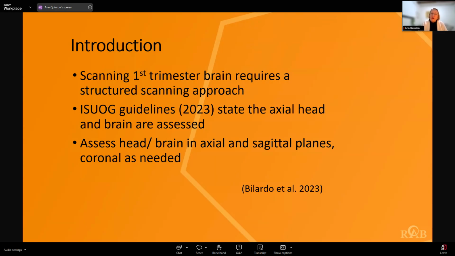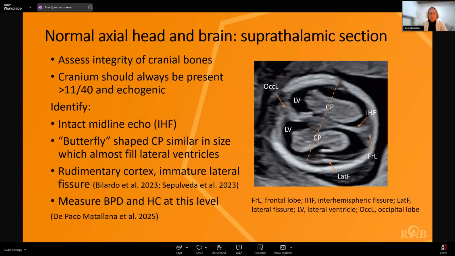And if you can get them, and you need the sagittal plane for the nuchal translucency, we need to learn what a normal sagittal brain looks like. And then really extending the examination, you would include coronal images of the brain, but I'm not going to go through coronal images today because of time constraints.